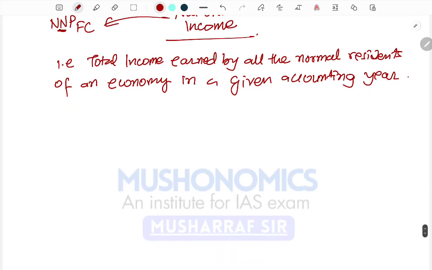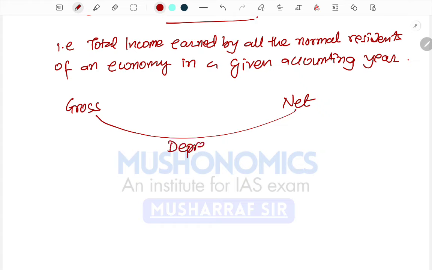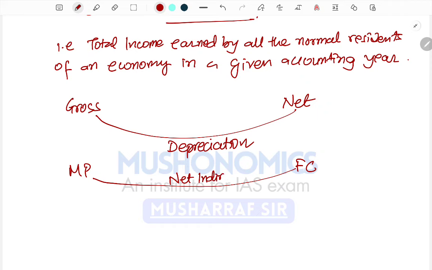Now one thing I want you to understand here. We have discussed so many variants like GDP, NDP. So we have discussed gross and net. What is the difference between gross and net? The difference is of depreciation. Then we discussed market price and factor cost. What will be the difference between market price and factor cost? That is related to net indirect tax. In the last class we have seen all these things.